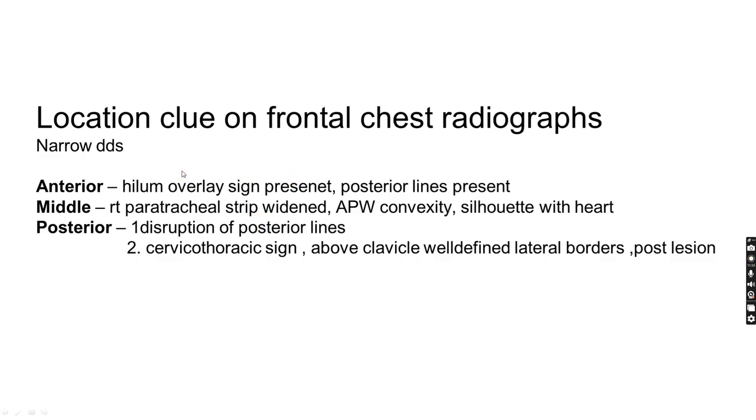Then what are the clues on the frontal chest radiograph? The lesion will be in the anterior mediastinum when there is a hilum overlay sign present and when the posterior lines are not obscured. The lesion will be in the posterior mediastinum when there is a positive cervicothoracic sign, or when there is disruption of the posterior lines. And the lesion will be in the middle mediastinum when there is right paratracheal strip widening and aortopulmonary window convexity, and when the lesion causes obscuration of the border with the heart.